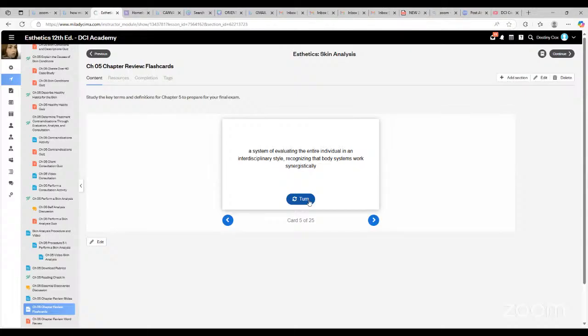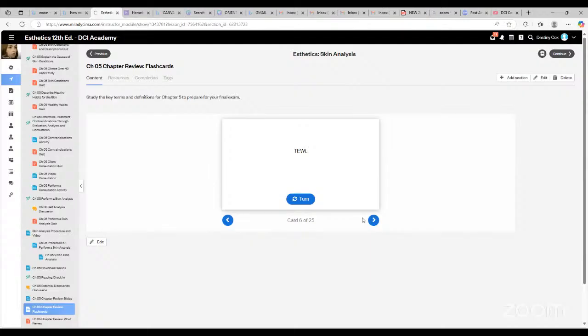Evaluating the entire individual. So not just skincare, the entire person, okay? All of the systems, mind, body, and soul. They usually say mind, body, and soul.